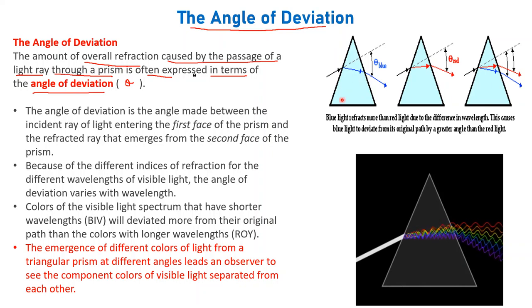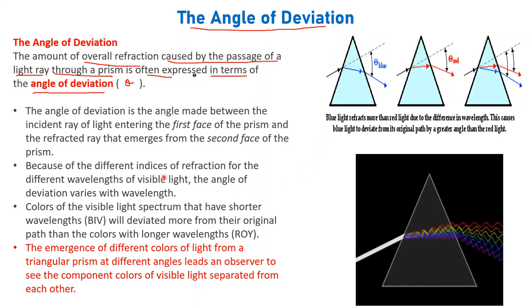Clear? Now the very important phenomena that we are going to see here. The angle of deviation is the angle made between the incident ray of the light entering the first face of the prism and the refracted ray that emerges from the second face of the prism. This is my first face, and A to C, this is my second face, right? So we know that the emergent ray is coming out from the second face, and the incident ray is entering from the first face, right? So this is what we did.